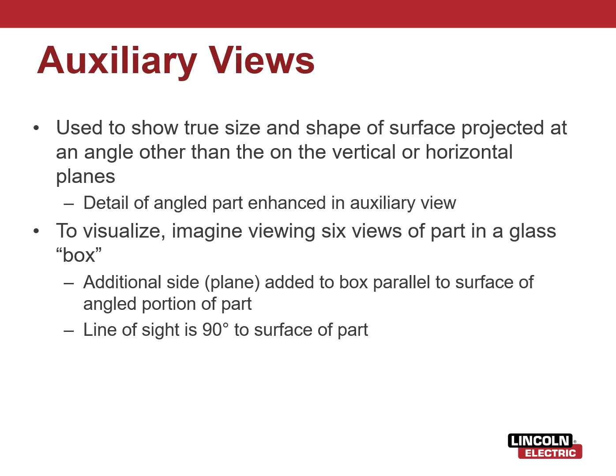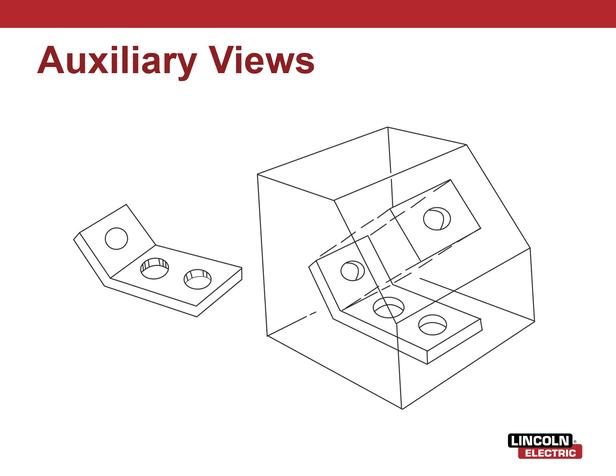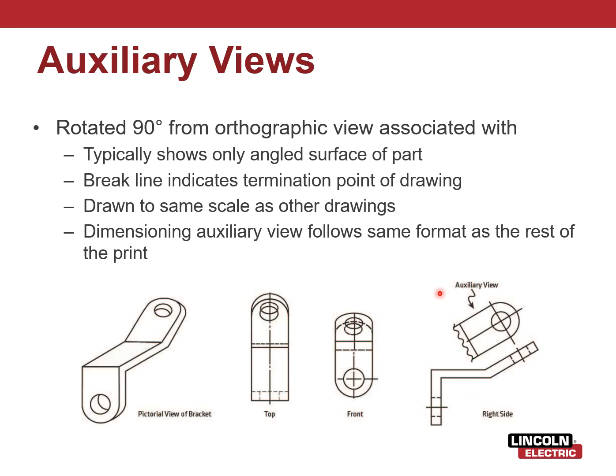Okay, so auxiliary views. These are used to show the true size and shape of a surface that is on a part that is bent or has an angle to it other than just vertical or horizontal planes. And so this is just to give more visualization or more detail of a part that has an angle in it or a bend. So here's an example right here. You've got this part that gets a bend in it, and so an auxiliary view would show extra detail on just the bent part.